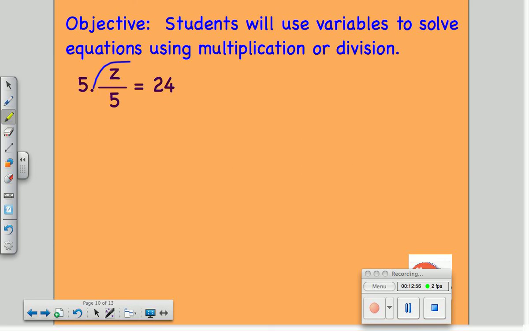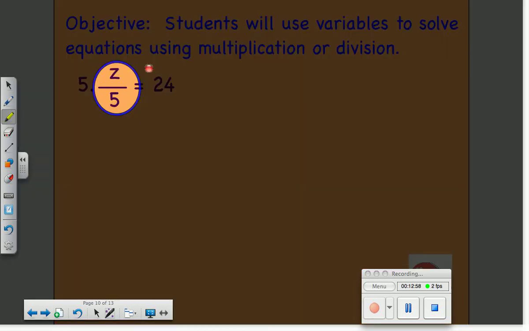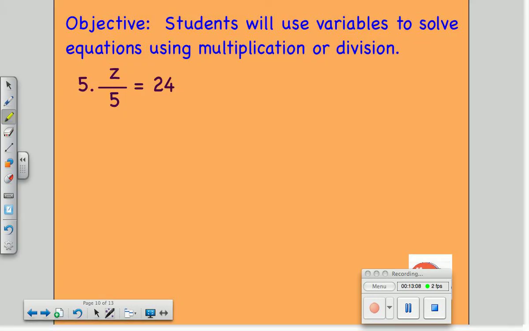Z divided by 5 is 24. I'm dividing. What's the inverse of division? Multiplication. How much do I multiply by? Whatever it's being divided by, 5. So, if z is being divided by 5, and I want z by itself, then I have to multiply by 5. If I multiply by 5 on that side, I must also multiply by 5 on this side.